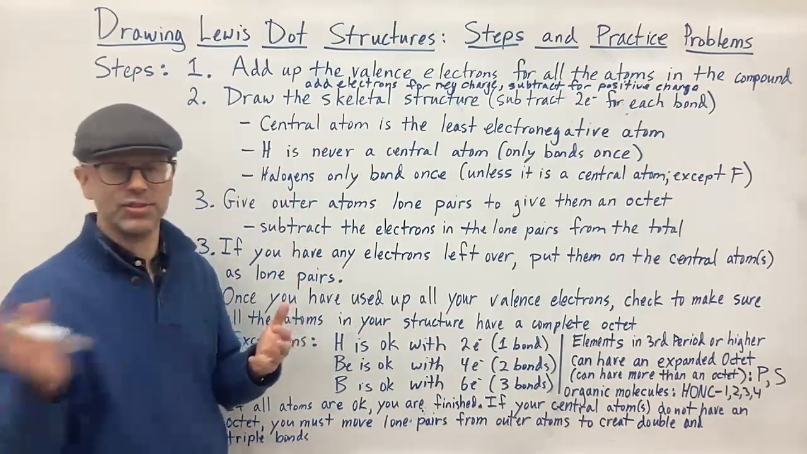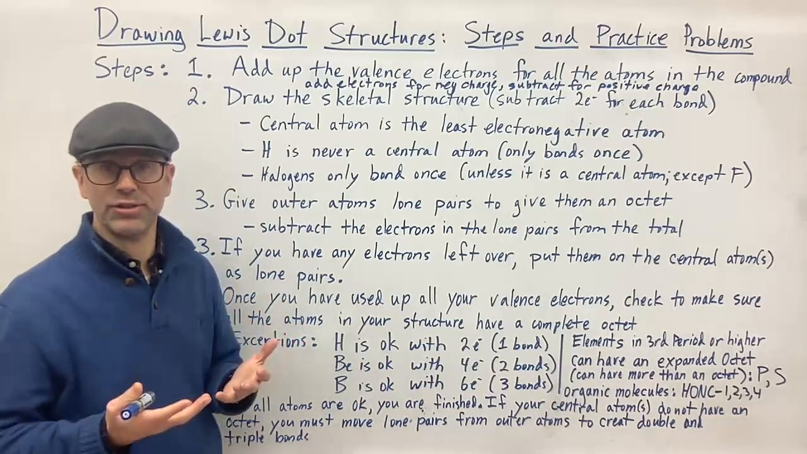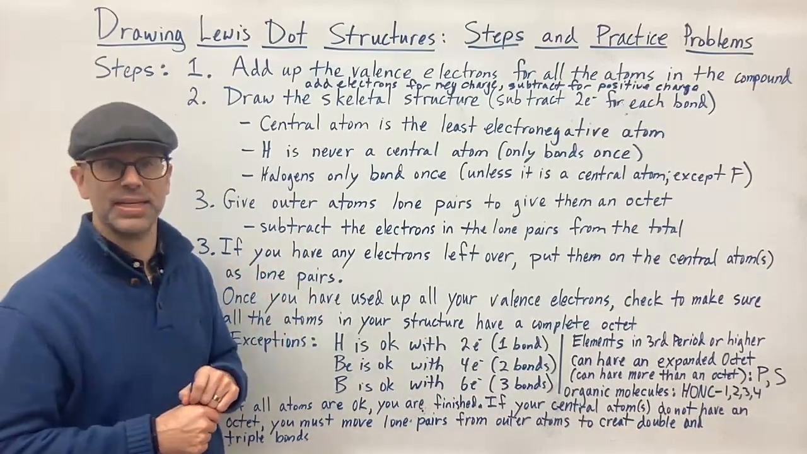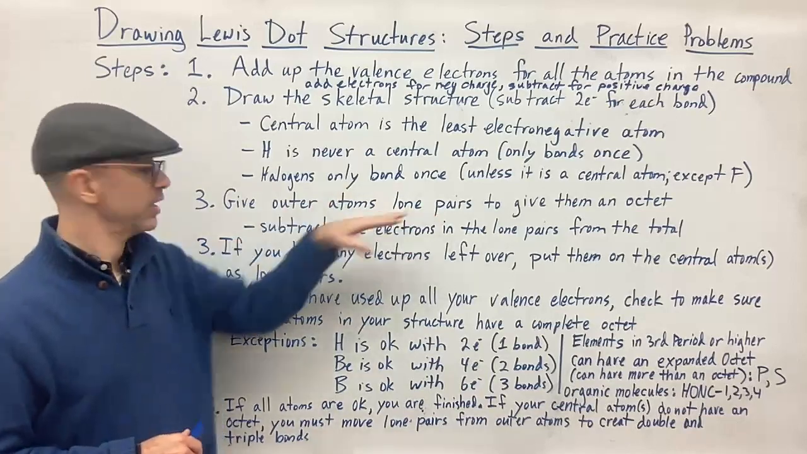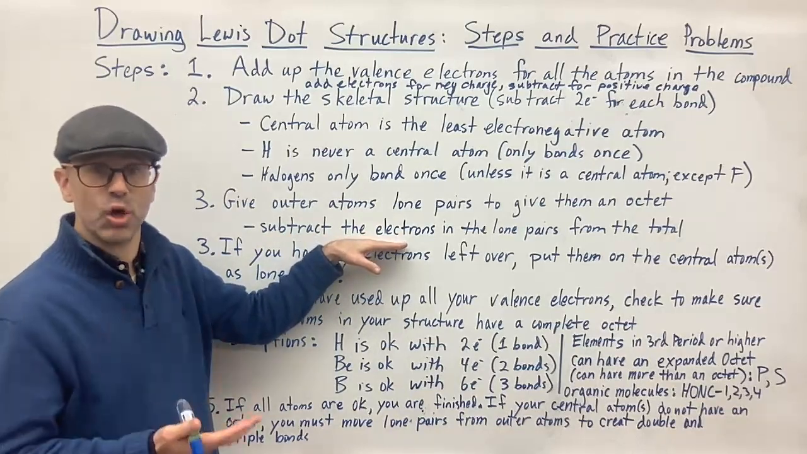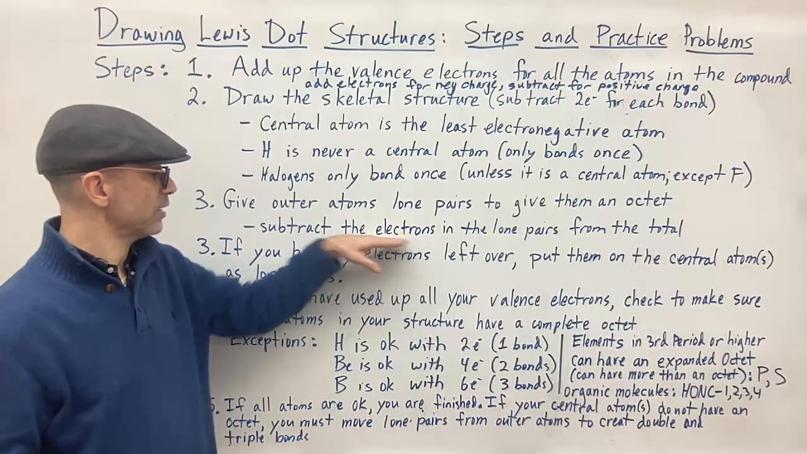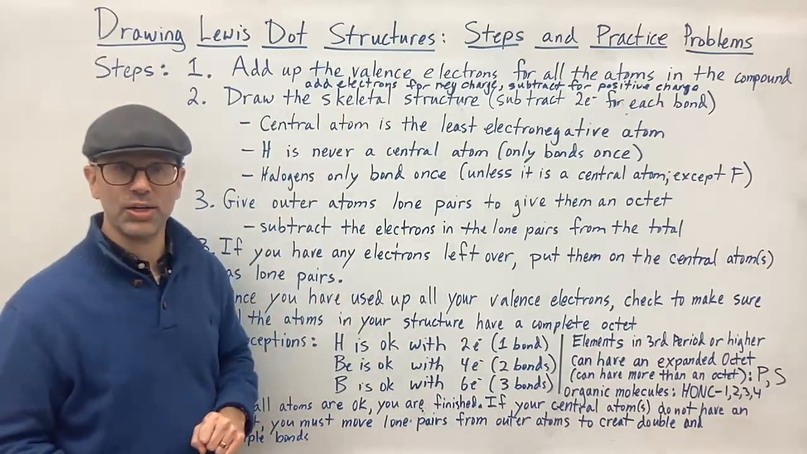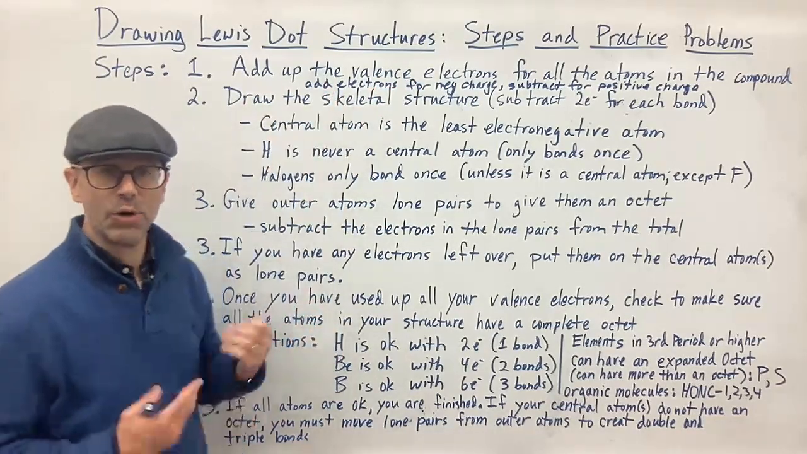If it's hydrogen, hydrogen's fine with 1 bond. You don't need to add any lone pairs to hydrogen. But other atoms, you'll add lone pairs to them to get that octet. Once you've given them their octet, you're going to subtract the electrons of the lone pairs that you put on your outer atoms from the total that you started with in step 1. So subtract those. Now what do?